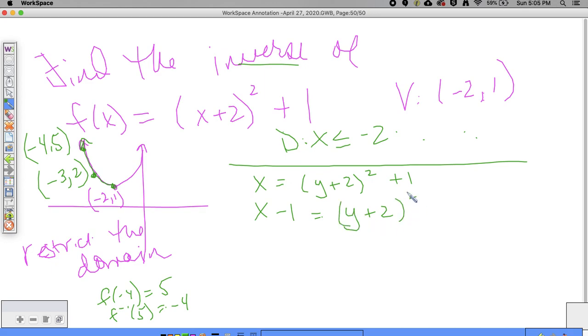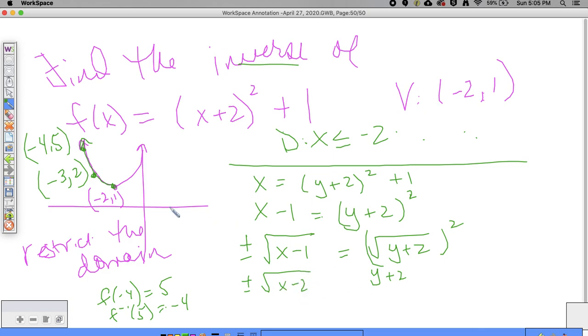So x minus 1 equals y plus 2 squared. Now, this looks super familiar, right? But here's the thing. When you take the square root of both sides, what do you remember? Yes, you get two solutions. You get plus or minus the square root of x minus 1 is equal to y plus 2. So y plus 2 is equal to plus or minus the square root of x minus 1, and then finally we have plus or minus the square root of x minus 1, minus 2, is equal to y.